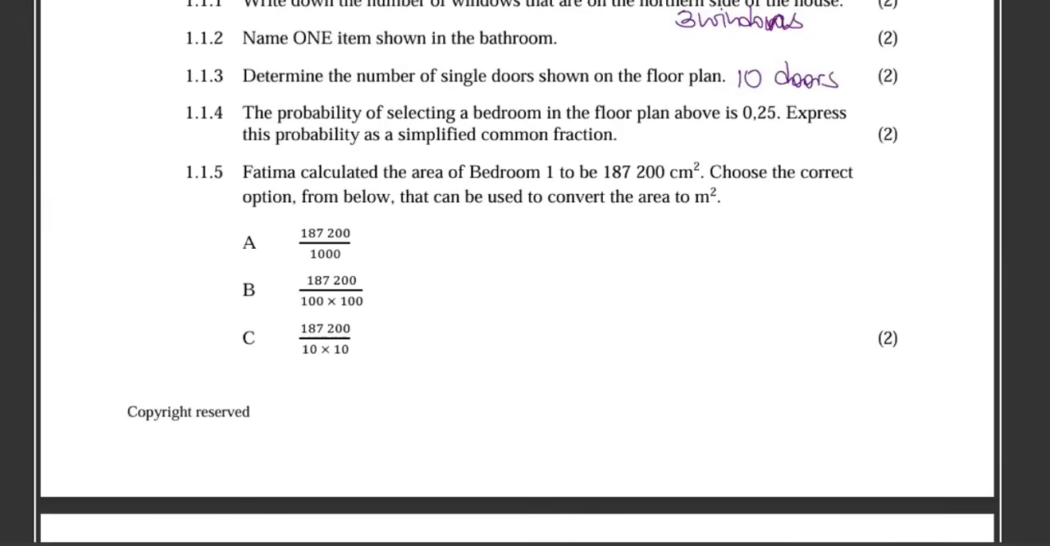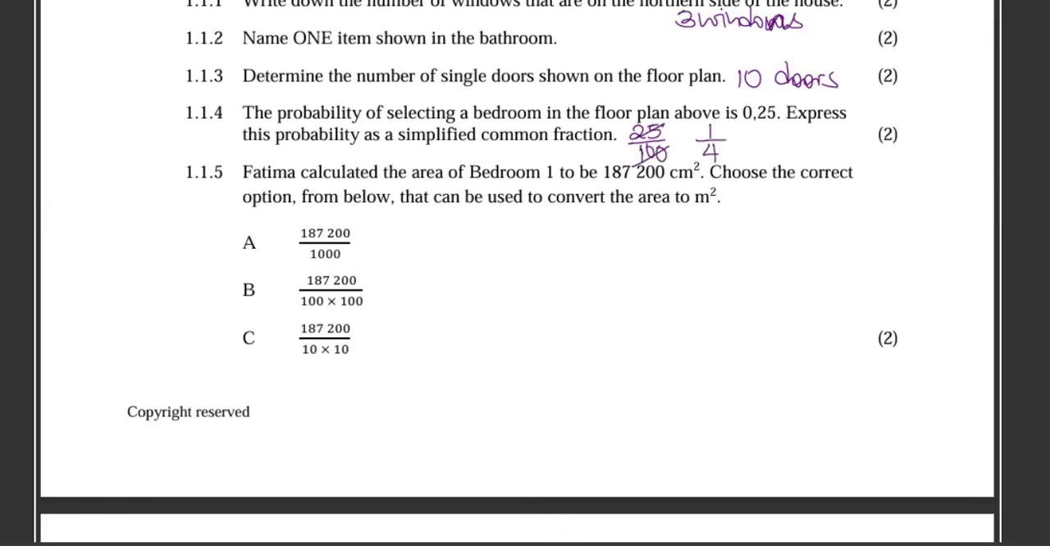All right. They're telling us the probability of selecting a bedroom in the floor plan above is 0.25. Express the probability as a simplified common fraction. Common fraction meaning the numerator is smaller than the denominator. However, when it's 0.25, what do we do? Let's make it in the form of percentages already. So this is the same as this, but they said simplified. So by 25, you remain with 1. And by 25, you get a 4.